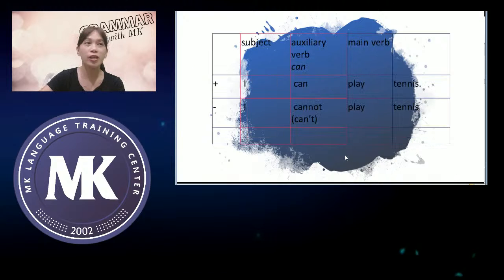So for example, how to form a sentence using can. For a positive sentence, we have I can play tennis. So we have the subject I, plus the word can, and then plus the main verb, which is play. And then for the negative sentence, I cannot play tennis.